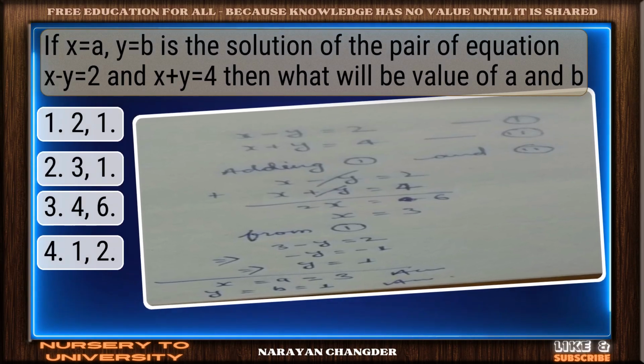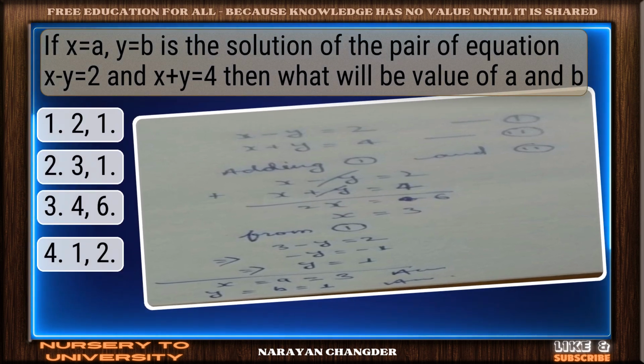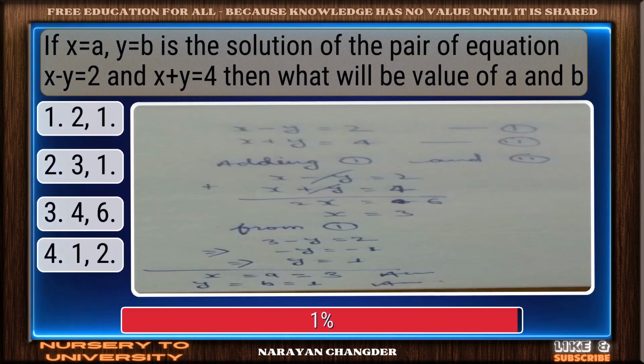If x equal to a, y equal to b is the solution of the pair of equations x minus y equal to 2 and x plus y equal to 4, then what will be the value of a and b?